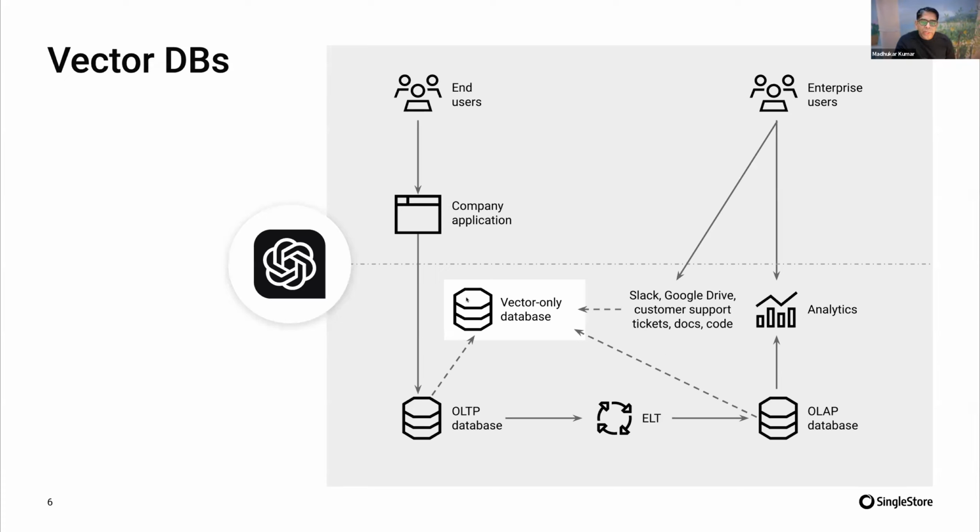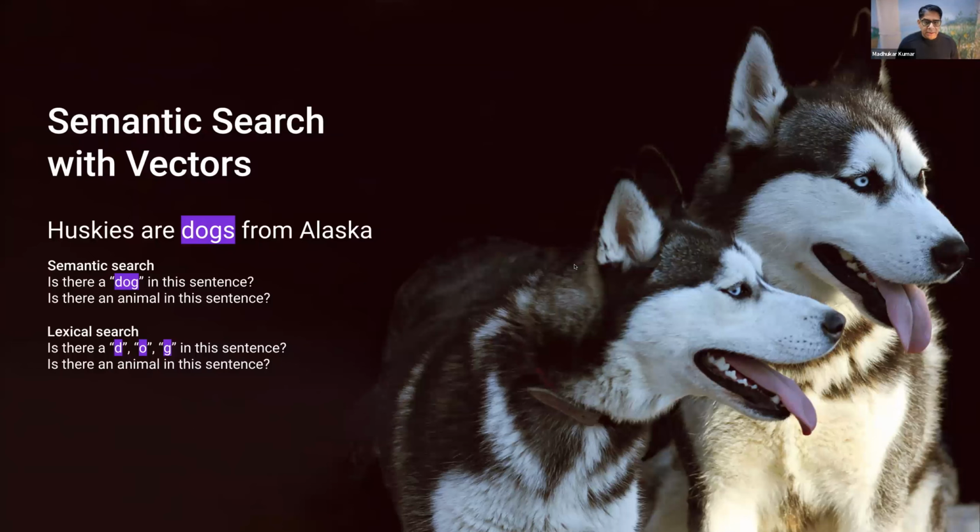So when you add a vector-only database, you're actually doing a disfavor to the company and yourself, because now you've added more latency, more data movement, and you are actually causing it to be a little bit more expensive. So first and foremost, why do you need a vector-only database? And turns out the reason why we needed a vector-only database, or vectors, is because you use that for semantic search. So let's talk about what is semantic search.